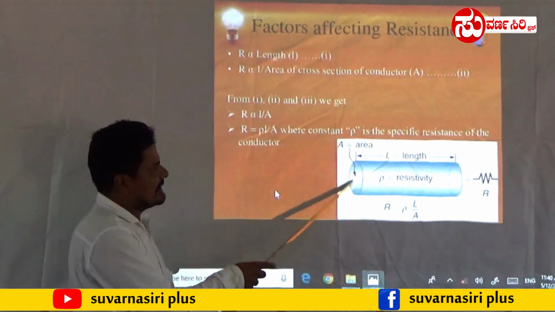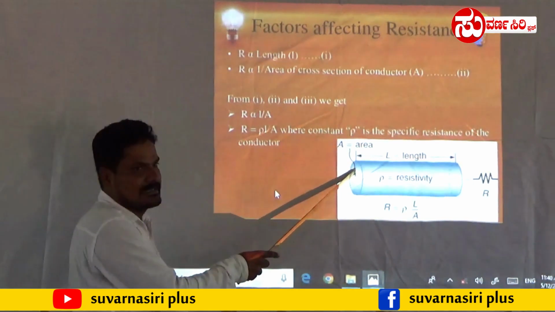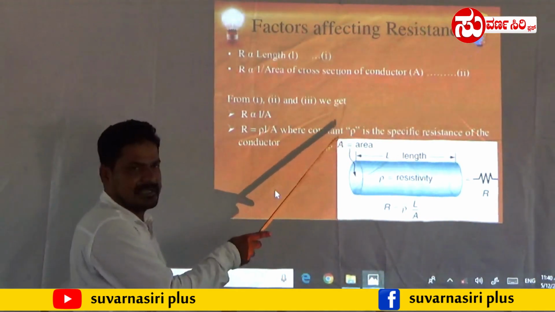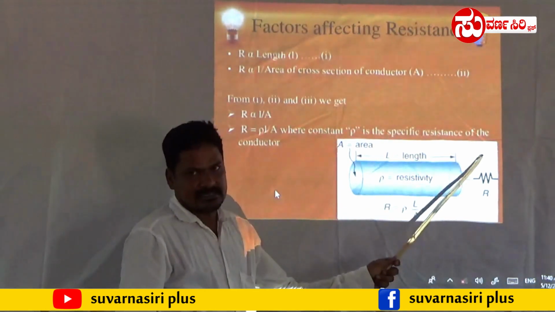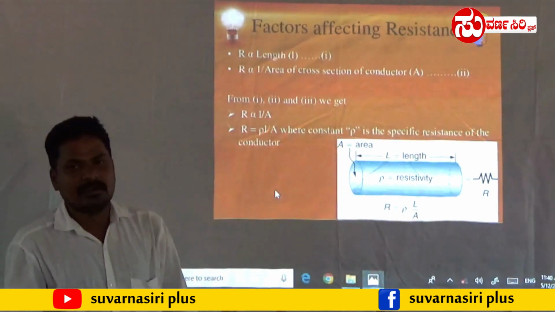Here, this is the area of the conductor. If the area of the conductor increases, resistance decreases. If it decreases, resistance increases. And if the length increases, resistance also increases. If the length decreases, resistance also decreases.